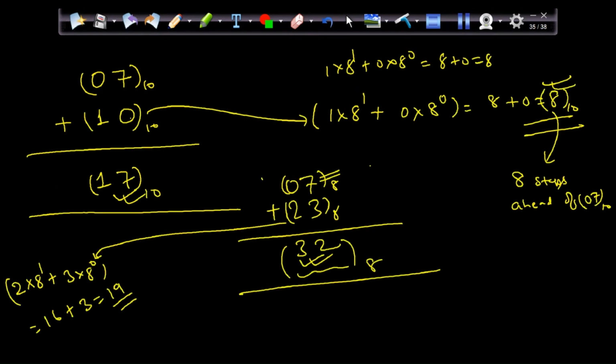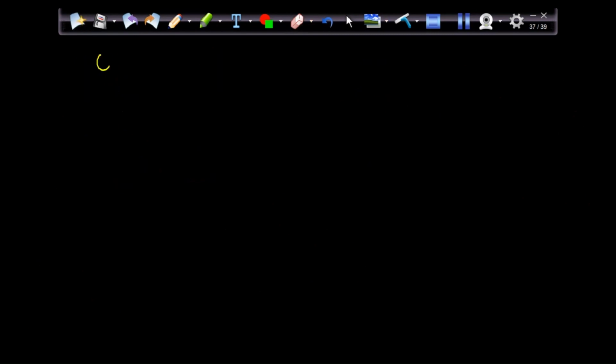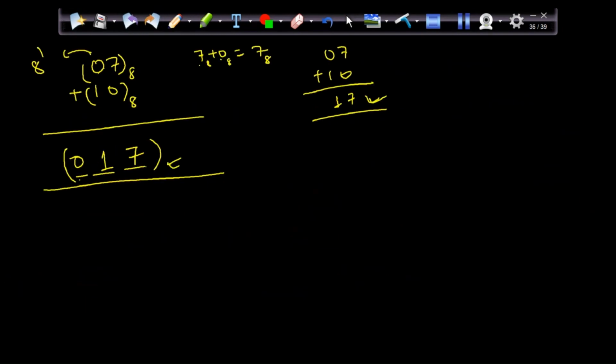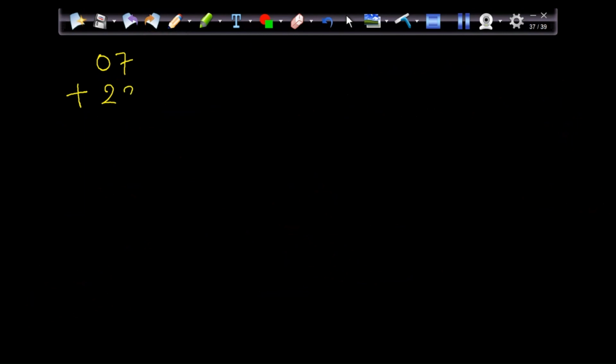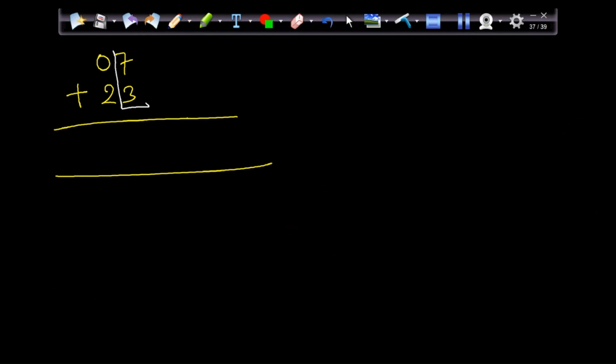Now take this example and add it using the carry method. So 07 plus 23. Now at the unit place, it is clear. Now just look at this. If you look at the unit place digits, it is 7 and 3. Unit place digits are 7 and 3.